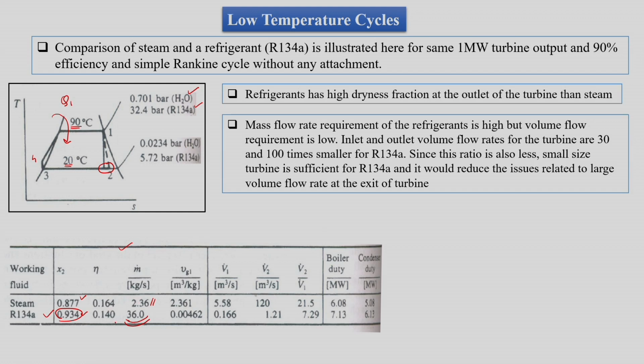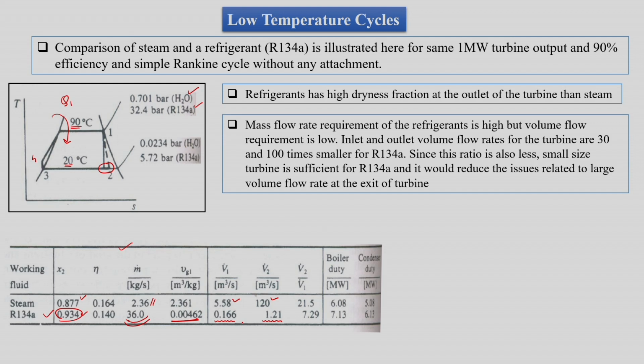But we should not just see the mass flow rate requirement. We can see the volume flow rate at the entry to the turbine and the volume flow rate at the outlet of the turbine. Since the specific volume of the refrigerant is very low, we can see here that the volume flow rate at the entry to the turbine is very low for the R134A refrigerant.